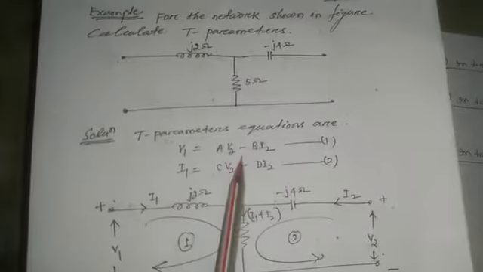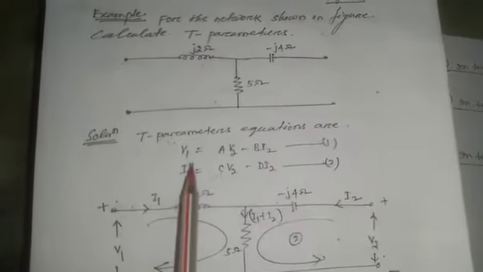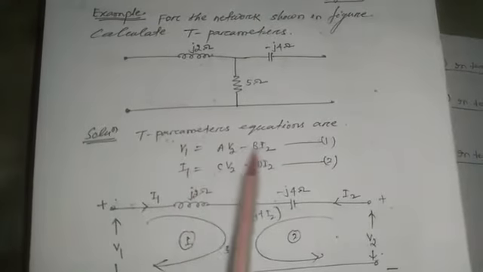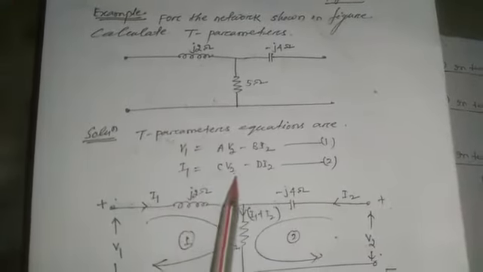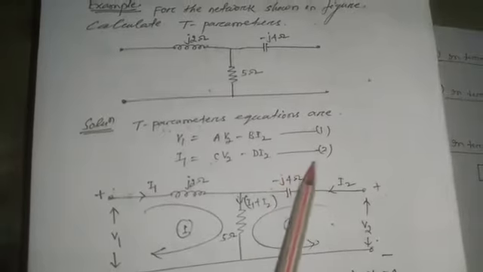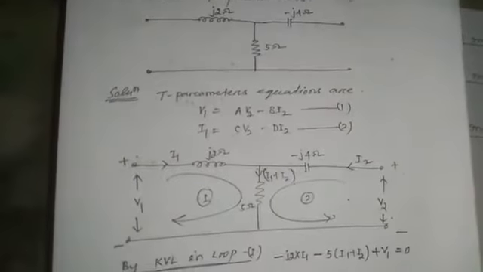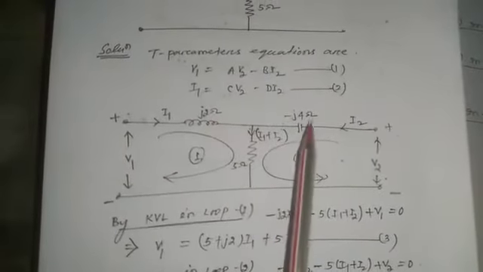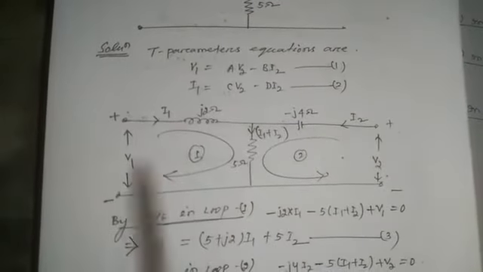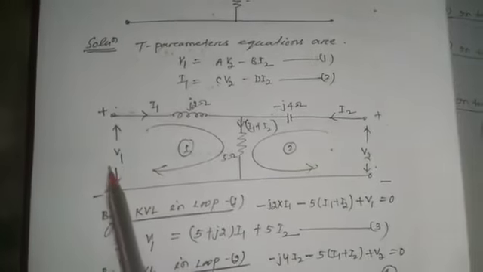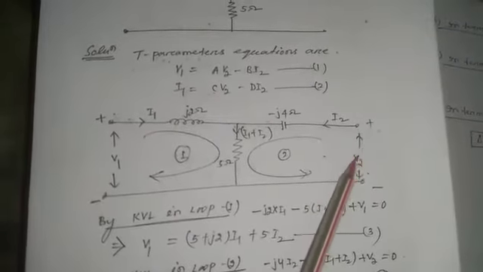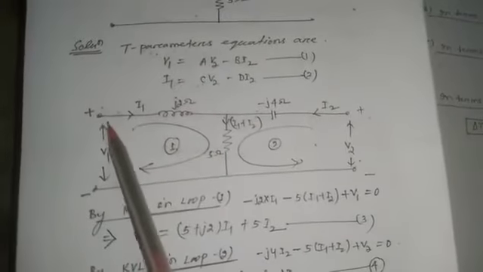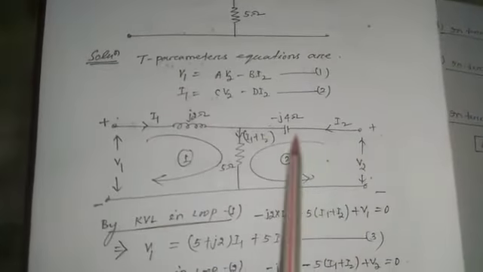First you write the transmission parameter equations. We know the transmission parameter or ABCD parameter equations are V1 is equal to AV2 minus BI2, and I1 is equal to CV2 minus DI2. These are equations 1 and 2, and that is the given figure. In this figure, j2 ohm, minus j4 ohm and 5 ohm are present. That is the input port voltage V1 and the output port voltage V2. The current I1 moves in this direction and current I2 moves in this direction.